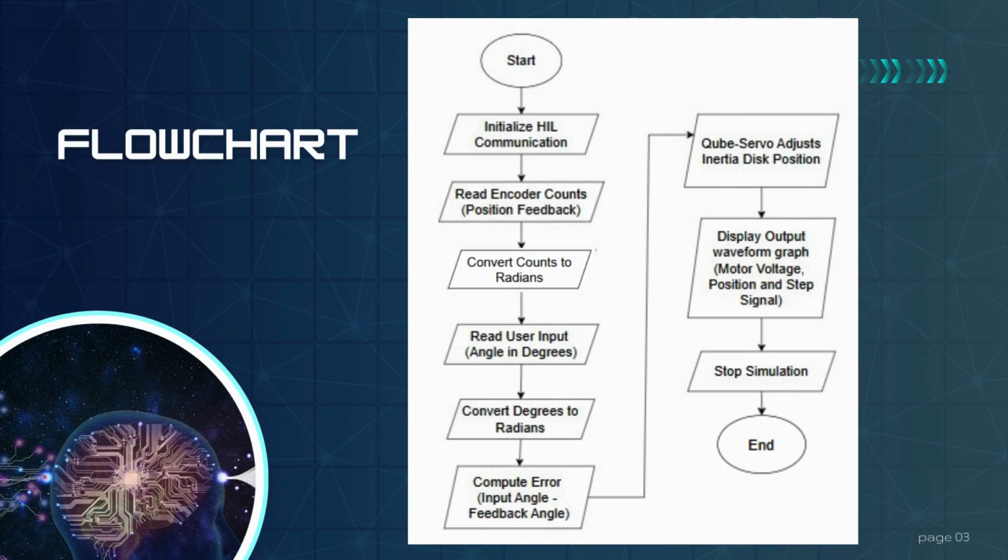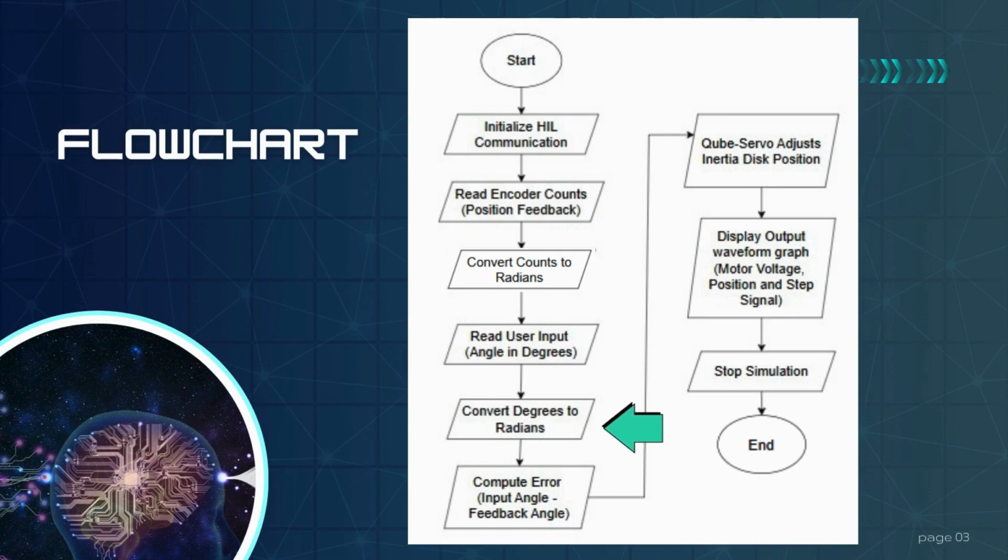Meanwhile, the user provides an input through the LabVIEW front panel. This input is the desired angle of rotation, usually entered in degrees. For example, if the user wants the disk to rotate to 90 degrees, that becomes a reference input for the system. To ensure both the input and the feedback are in the same unit, the input angle in degrees is converted to radians.